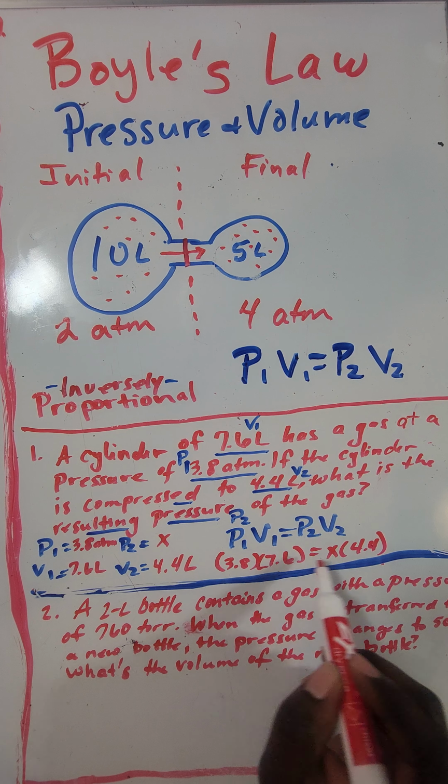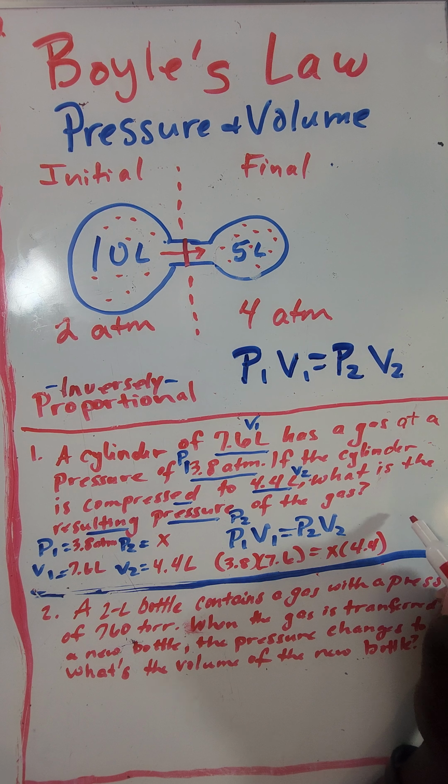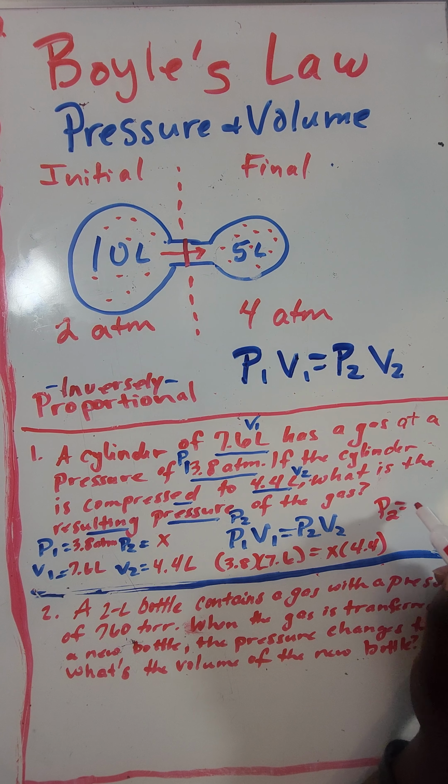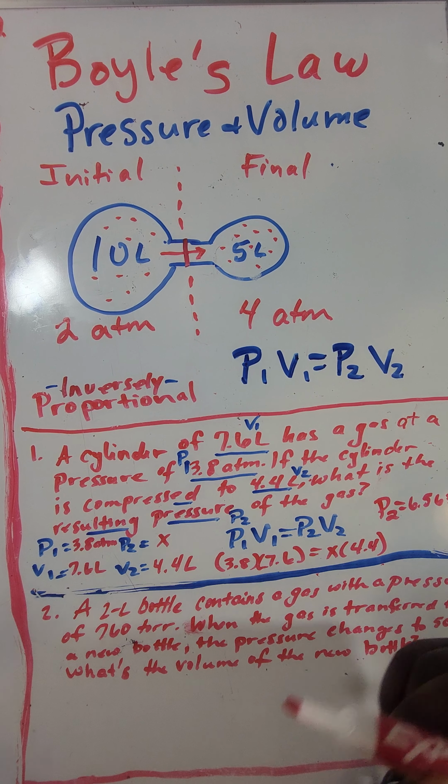Then you just multiply these two, divide by 4.4. And so your P2 should equal 6.5636. Now we've got to go look at significant figures if your teacher cares.